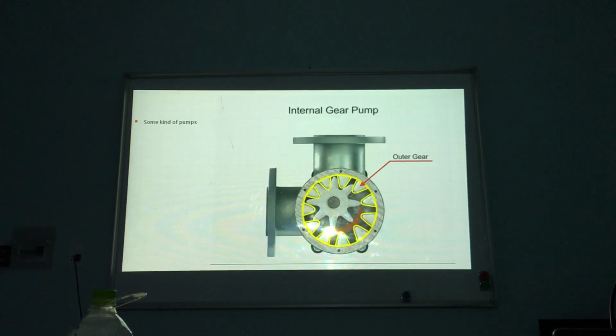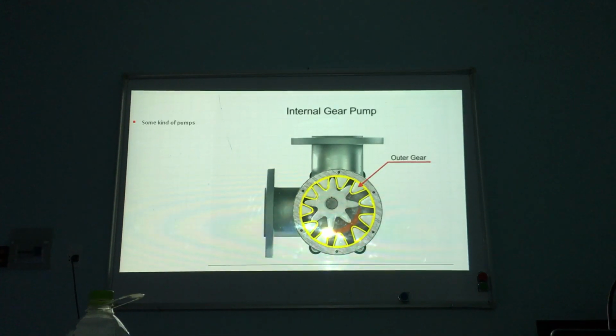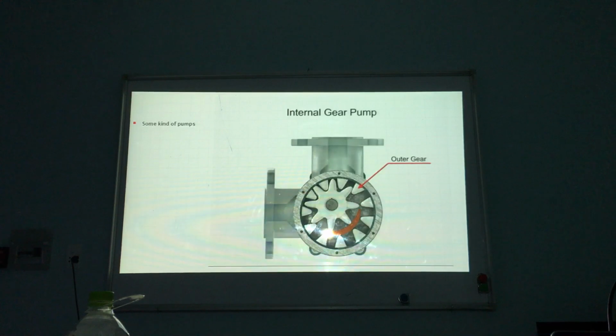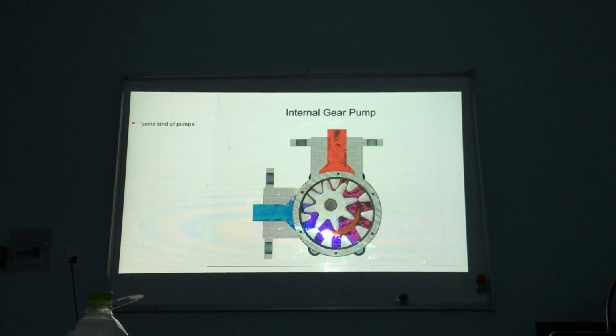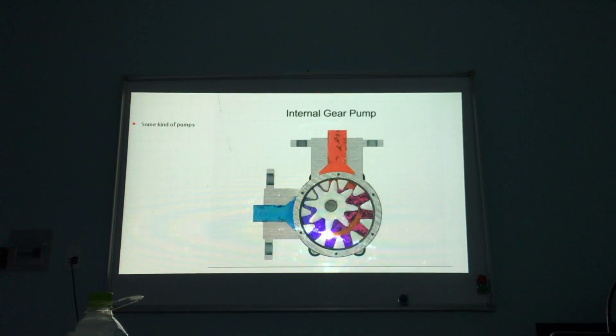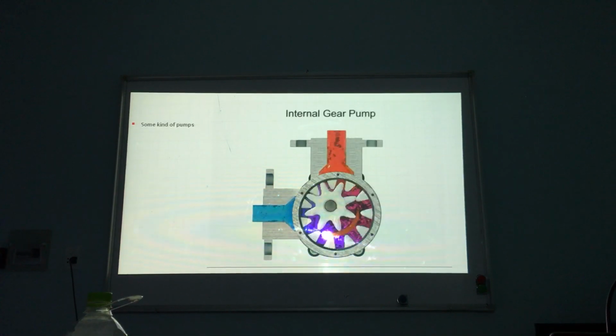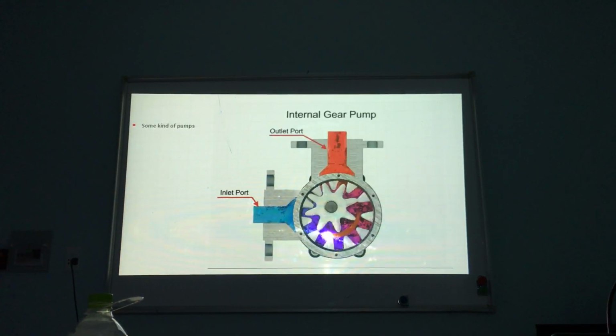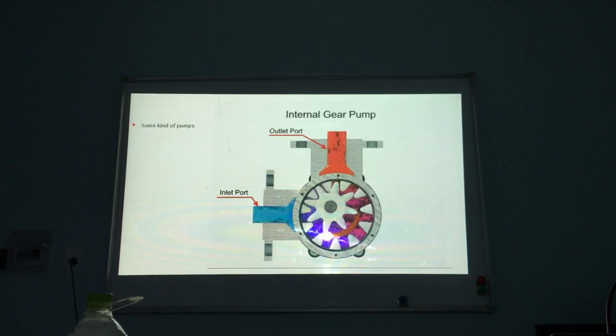As the inner gear rotates, it meshes with and moves the outer gear. Liquid is trapped in the gear space and carried from the inlet to the discharge. A stationary shaft divider separates the intake and discharge portions of the fluid.